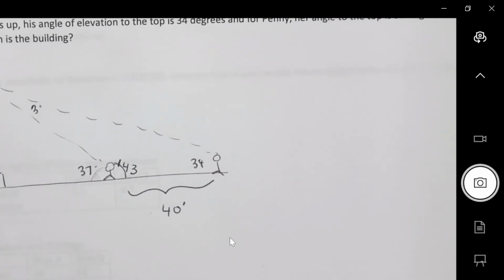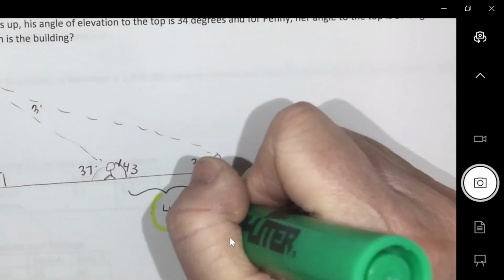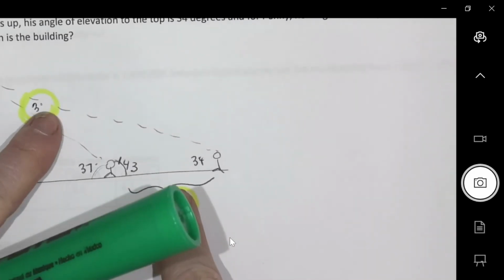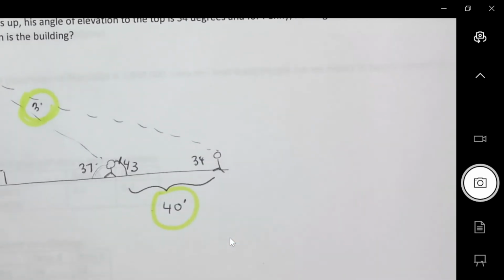So what am I going to use to solve this? Do you see any pairs? Do you see any SAS? Do you see any triple S? I have a pair. So I'm going to use that pair. I can't get the side of the building yet. That's not possible for me, because this and this are not in the same triangle.